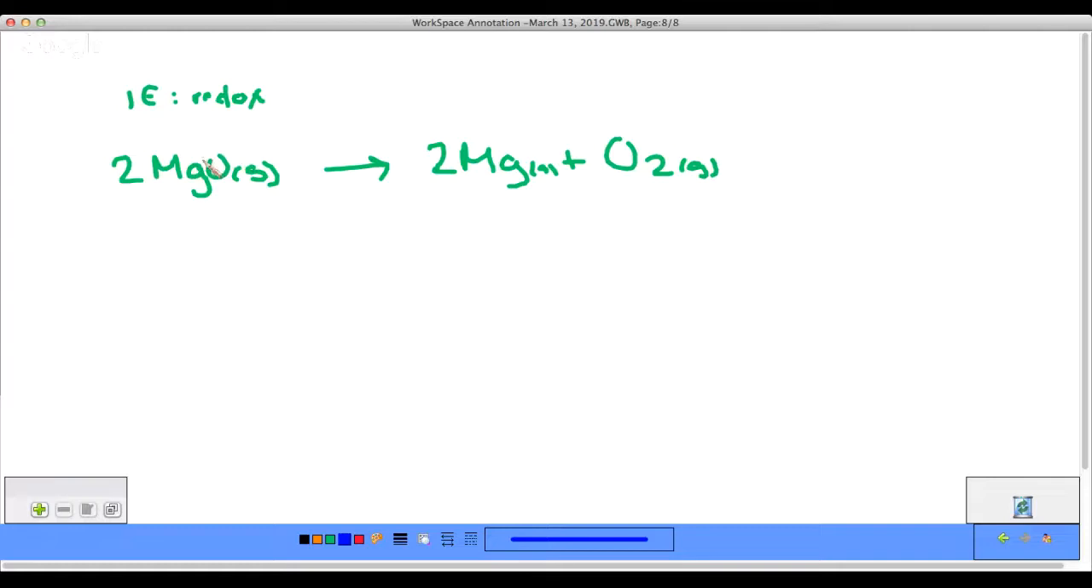This is an ionic compound, and in an ionic compound, these have charges. Magnesium has a +2 charge, and oxygen has a -2 charge. Magnesium as a solid is in its elemental state. And remember, anything in its elemental state will have a 0 charge. So this has a 0 charge. Oxygen right here is also in its elemental state, so over here, we're going to have a 0 charge as well.